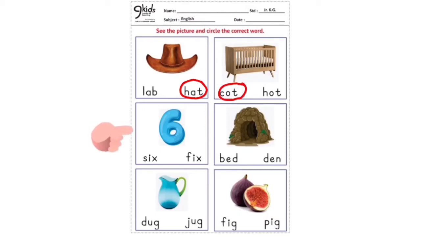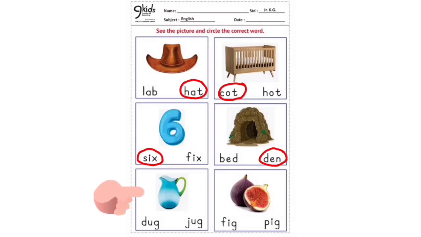Which is the next picture? Yes, six. So now read the words given below the picture. Six. Fix. So which is the correct word? Yes, six. So we will circle the word six. The next picture? Den. So now read the words given below the picture of den. B-E-D, bed. D-E-N, den. So which is the correct word? Den. So we will circle the word den.